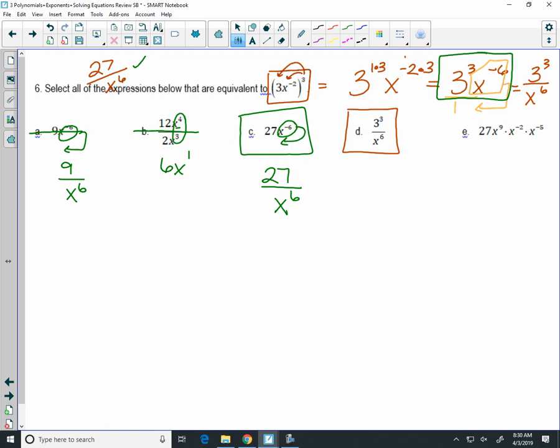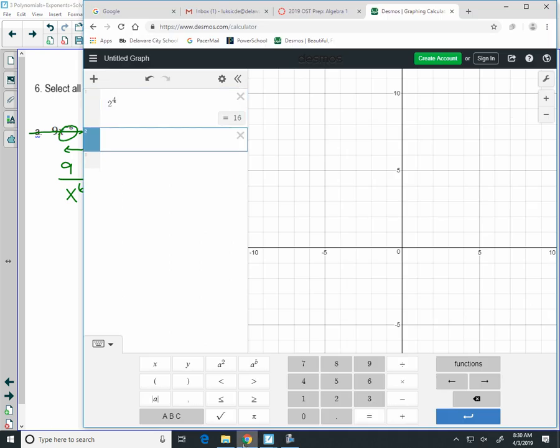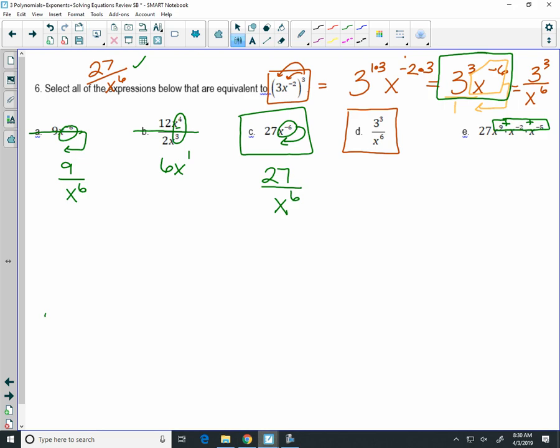The last one we have to look at is E. Since all of these x's are on the same level, we would add these exponents. So it would be 9 plus negative 2 plus negative 5. I'm not really in the mood to do any math in my head right now. 9 plus negative 2 plus negative 5 is 2. So this is the same as 27x squared, which is not equivalent.